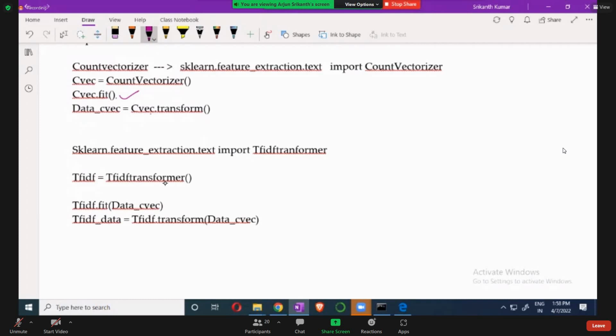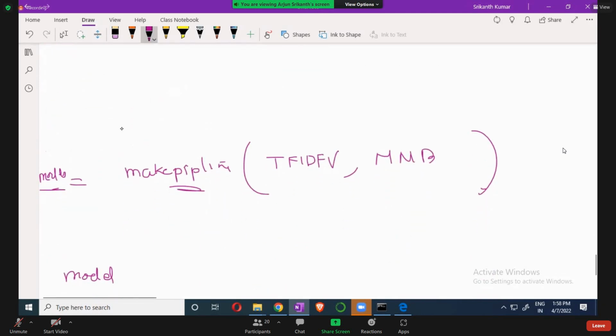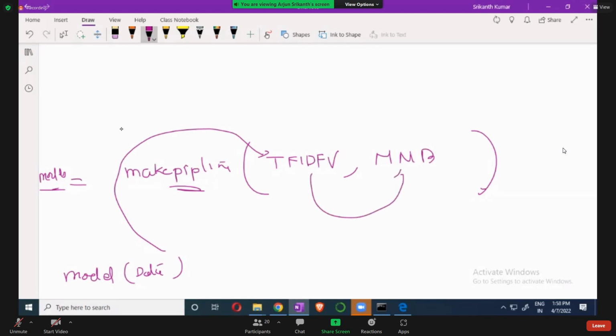Then that data we are going to send here, and then we are going to transform this. This is the process. Here, directly you send the data over here. That's it. This data will first go to this, it will split it up and transform it. Later it will send it to this one and your model will be ready. So a single step, it will be done. No need to do all this.